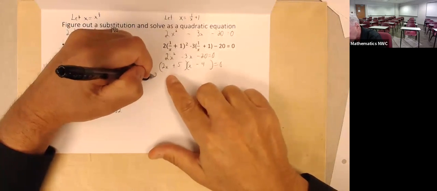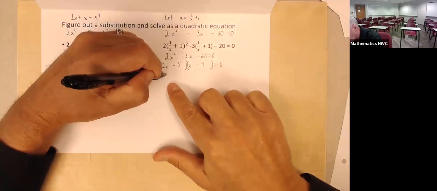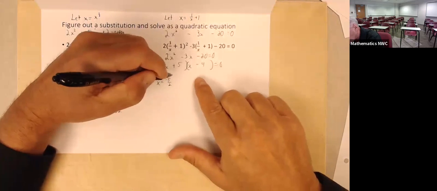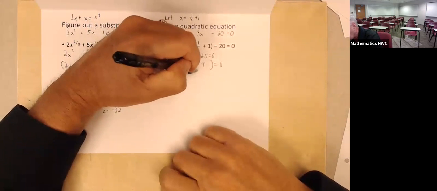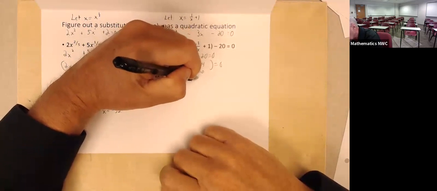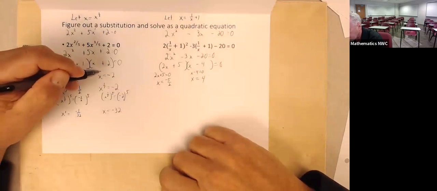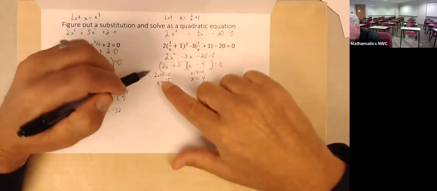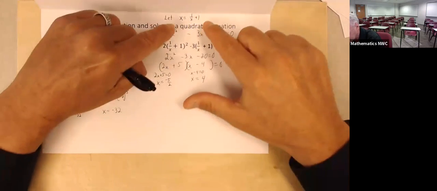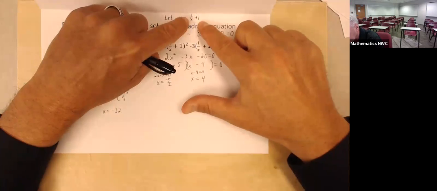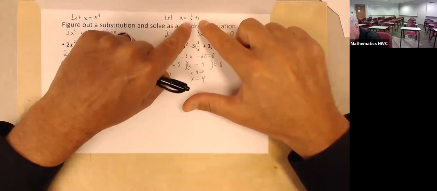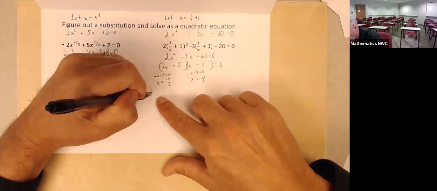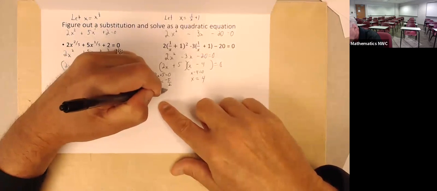That means this 2x plus 5 has to equal 0, which means x has to be -5/2. x minus 4 has to equal 0, which means x equals 4. Now I need to resubstitute back out. This x has been standing for 1 over x plus 1. So I got to take that 1 over x plus 1 and put it back in there.